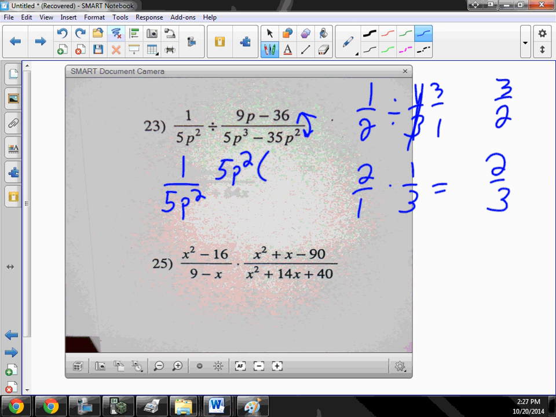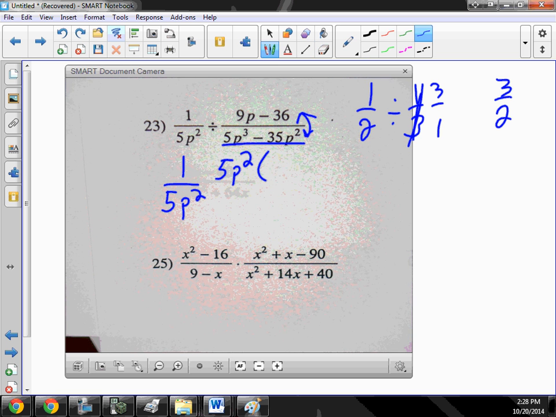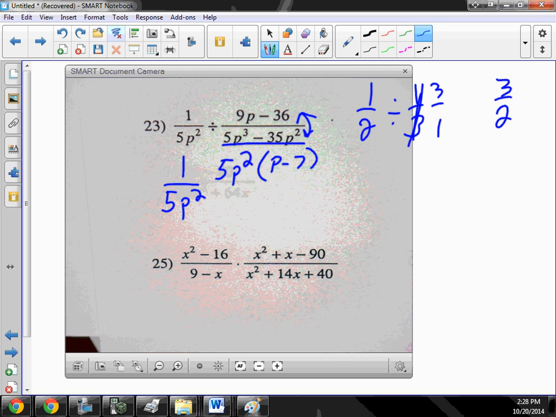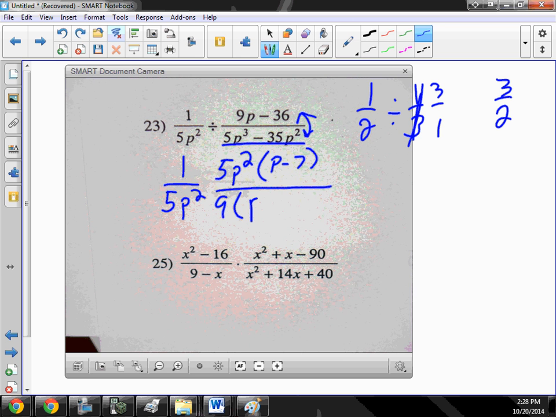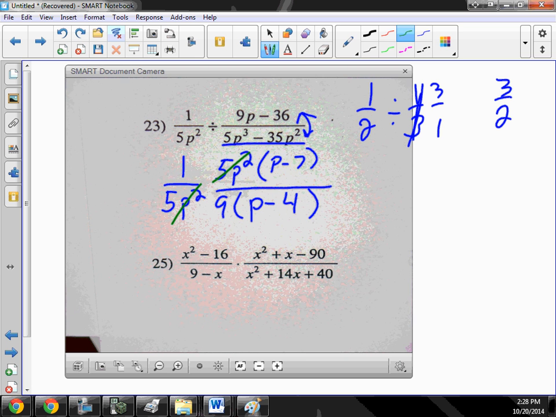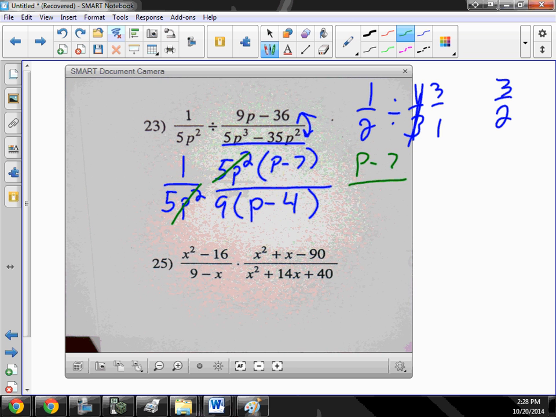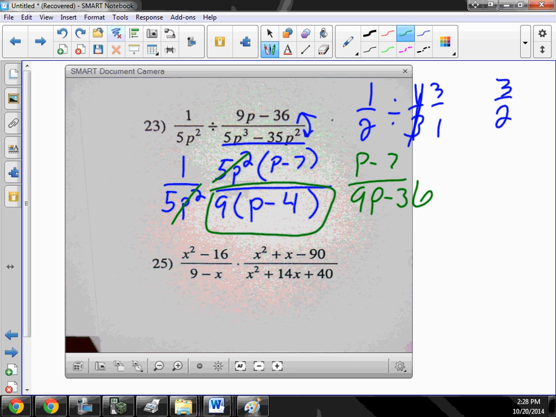Right. Okay. So on 23, I'm going to pull out a 5p squared, and I get p minus 7 over, I'm going to pull out a 9 times p minus 4. Anything on top can cancel anything on bottom. The only things that cancel are the 5p squareds. So p minus 7. And my guess is on the answer sheet they leave it like that, but that's not how the ACT will have it. You need to put it back in. So it really didn't do us any good to factor that one because it didn't cancel.